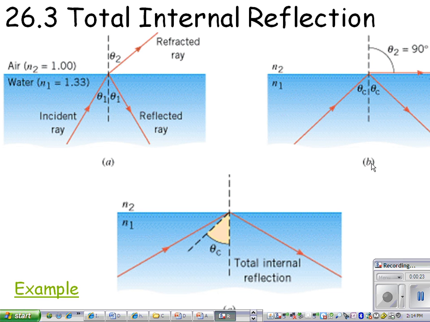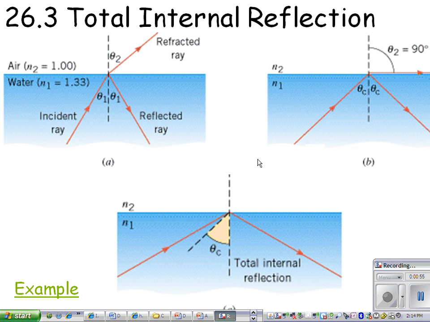Now if you go over to B, what happens is if you change theta 1 to be at such a position that the refracted ray is actually 90 degrees, that theta 1 right there is called the critical angle. That's the angle where the angle of refraction of the light ray is 90 degrees. And if you go beyond the critical angle in picture C, you get total internal reflection. None of the light coming up to the interface will actually penetrate through into the air.